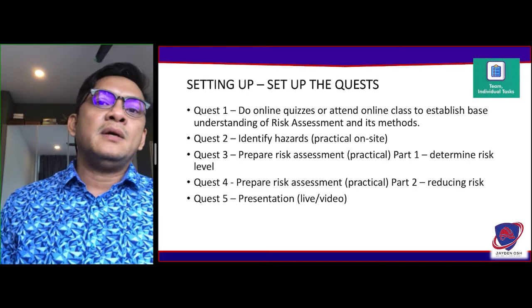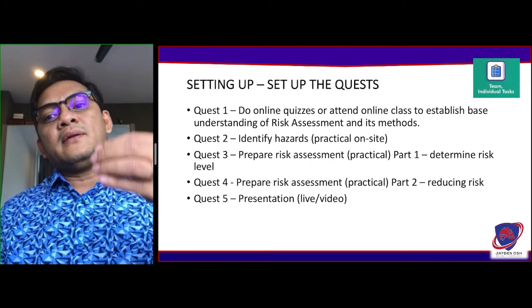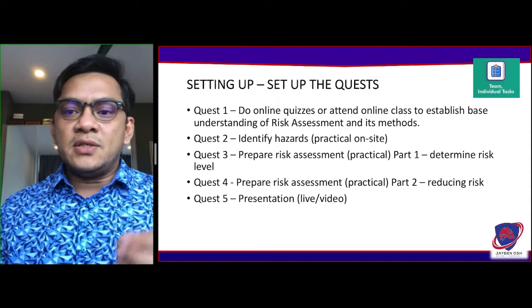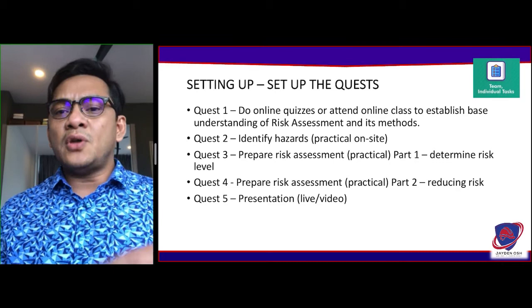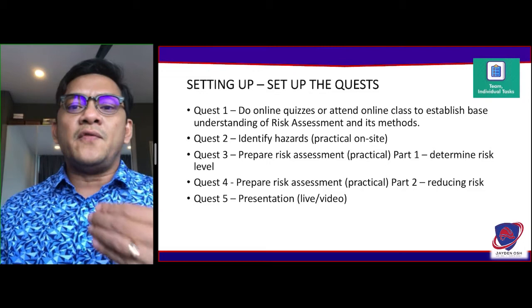It's not only to enhance the communication and presentation skills of the player, it is also to repeat. You will find that you need to put in the repetition within quest 2, quest 3, quest 4 and quest 5. So a lot of it repeats. You talk about hazards in quest 2, quest 3, quest 4, quest 5. You talk about risks in 3, 4, 5. You talk about control measures in 3, 4, 5.